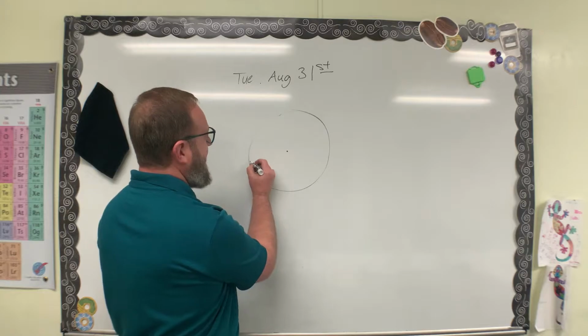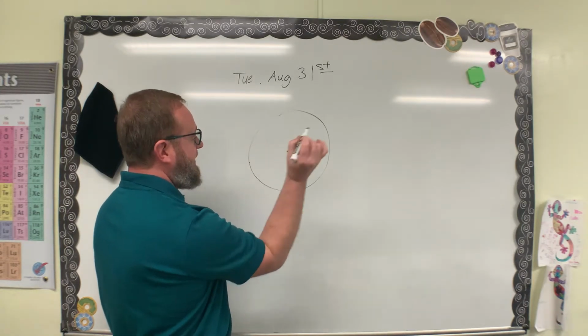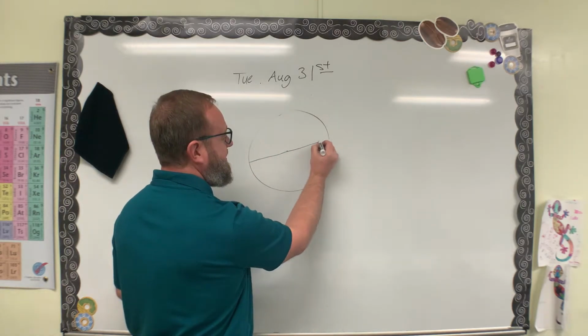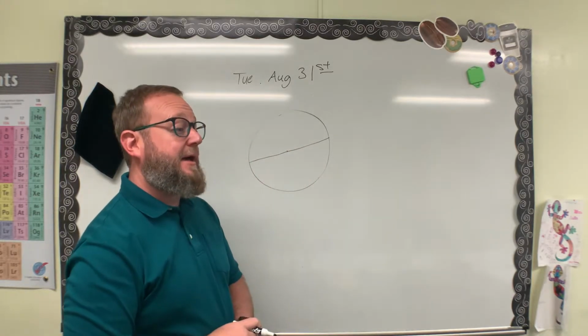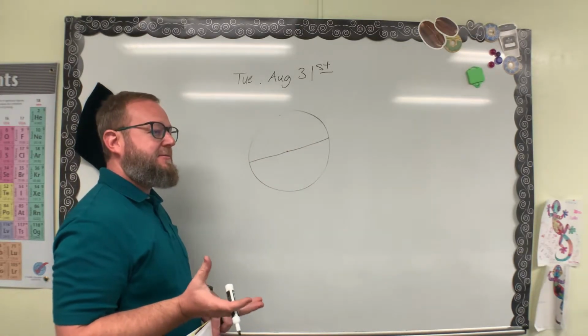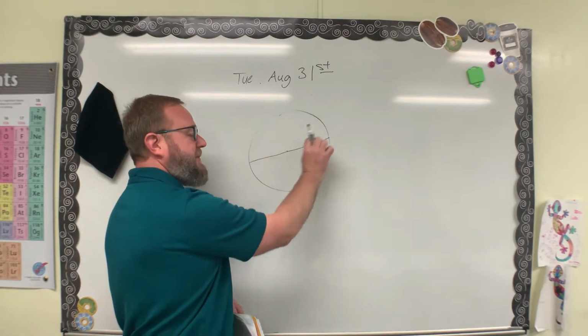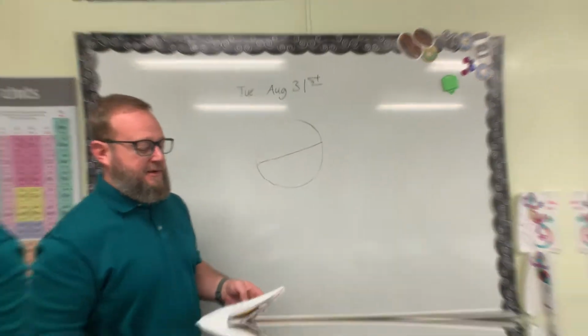If I also have a line that touches this side of the circle and that side of the circle, and it passes through the center, what do we call that line? Diameter. The definition of a diameter is what? It has to touch the sides of the circle and it must pass through the center of the circle. That would be the diameter.